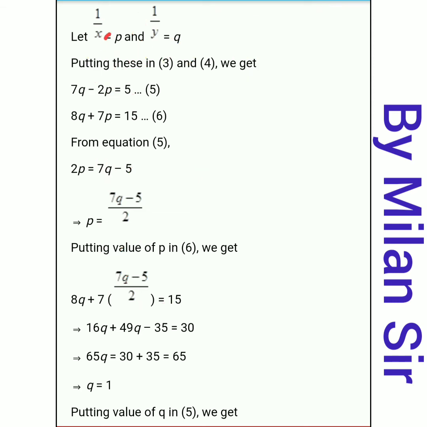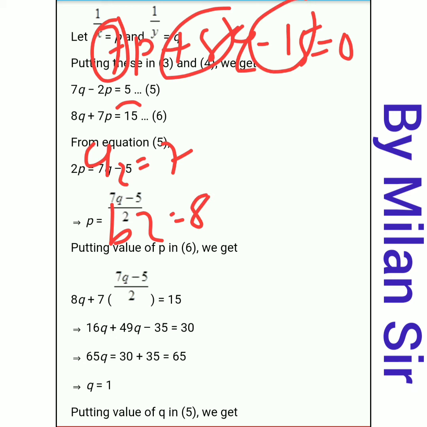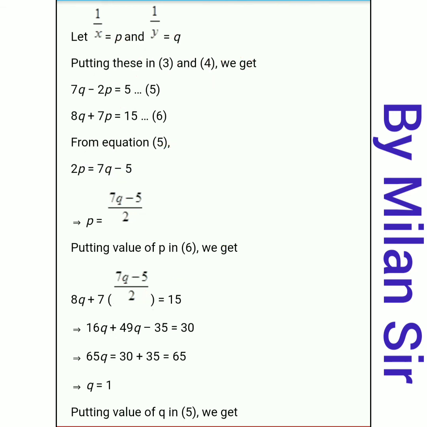Then 8q plus 7p. So just arrange the terms first of all: 7p plus 8q, transfer 15 to the left hand side. So minus 15 is equal to 0. Here a2 is 7, b2 is 8 and c2 is minus 15. So a1, b1, c1, a2, b2, c2 are ready.